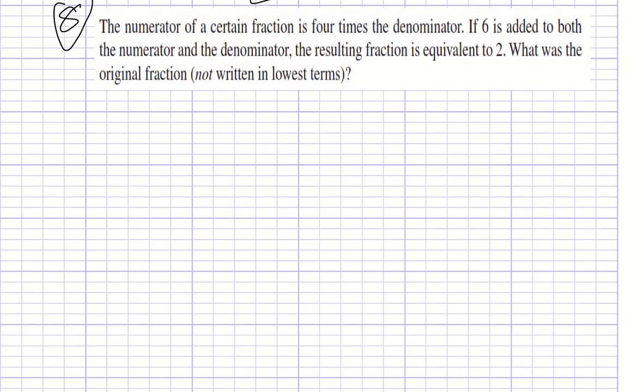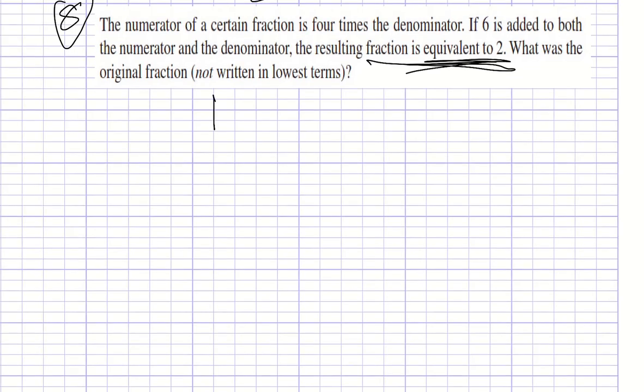So this is number 8. I picked that on purpose. It said the numerator of a certain fraction is 4 times the denominator, right? If 6 is added to both the numerator and denominator, the resulting fraction is equivalent to 2. What was the original fraction? See, I told you, 2 can be a fraction. Anything can be a fraction, because you can put 1 beneath it. That's why I chose this. That way you understand that.